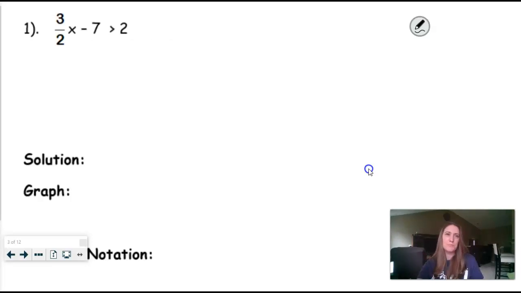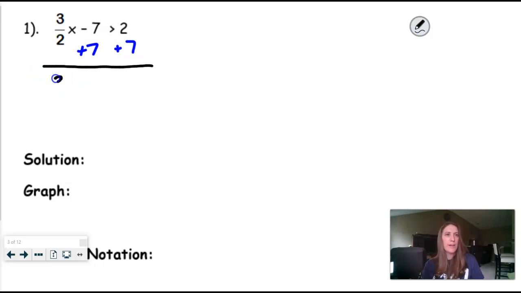And then another rule, it's not going to affect us on these first few, but just a good general rule, because you don't want to have to worry about where to shade and what it looks like, you want to keep it consistent, always keep your variable on the left. Just always keep the x on the left. So we're going to be solving this like an equation. We're going to move the 7 over, so we're going to add 7 to both sides.